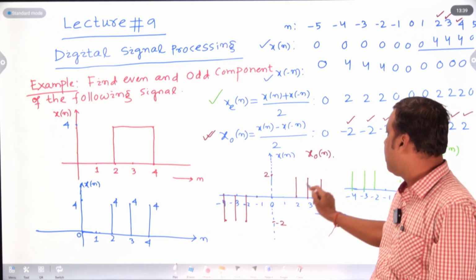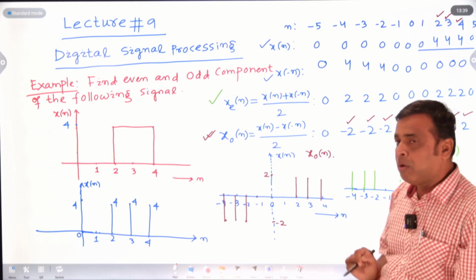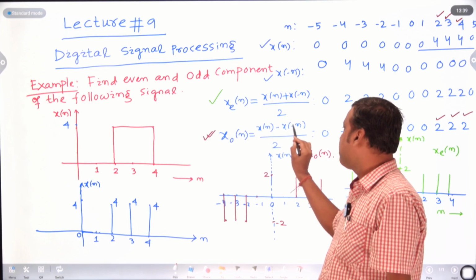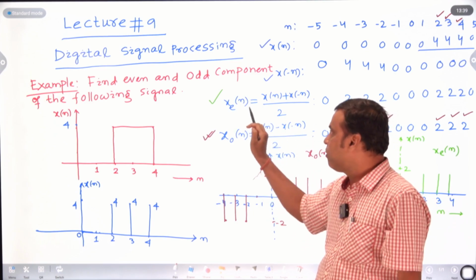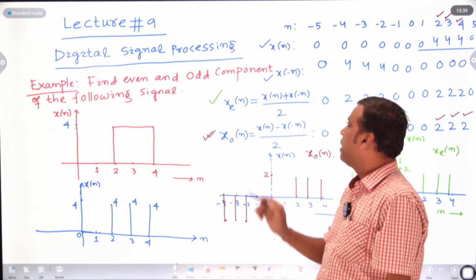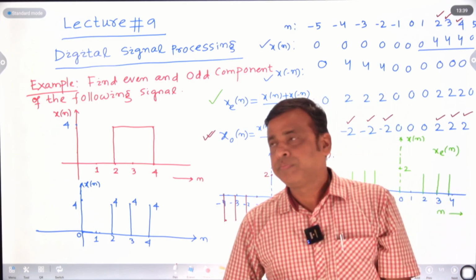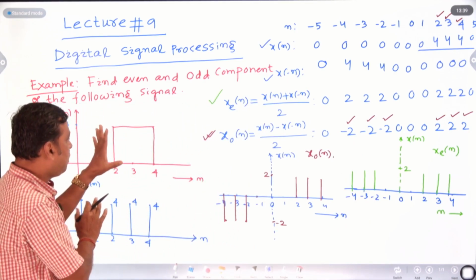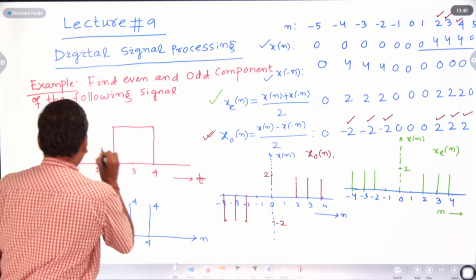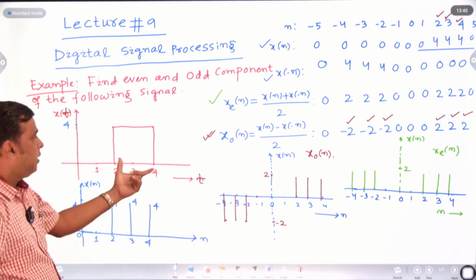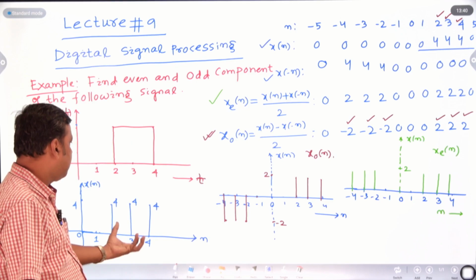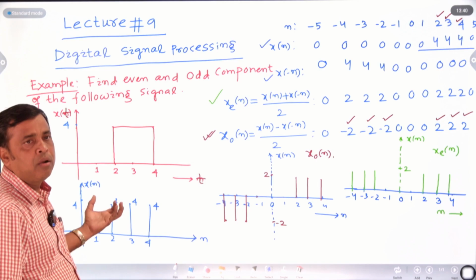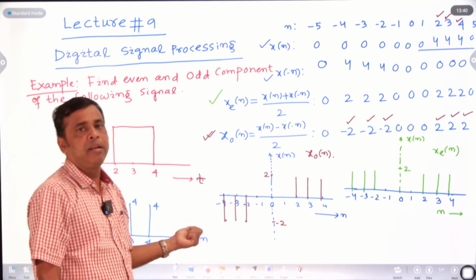To find the odd component of the signal, the formula is xo of n equal to x of n minus x of minus n, divided by 2. To find the even component, xe of n equal to x of n plus x of minus n, divided by 2. If a continuous signal x of t is given, first you have to sample it to get a discrete signal, and then you find the even and odd components, or symmetric and anti-symmetric parts, of the signal.